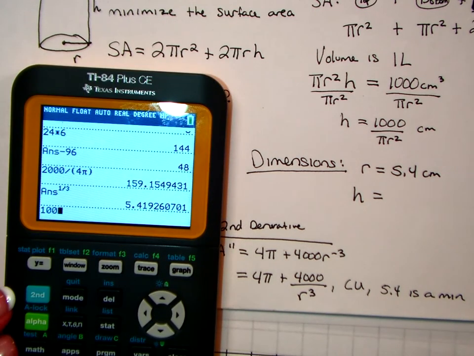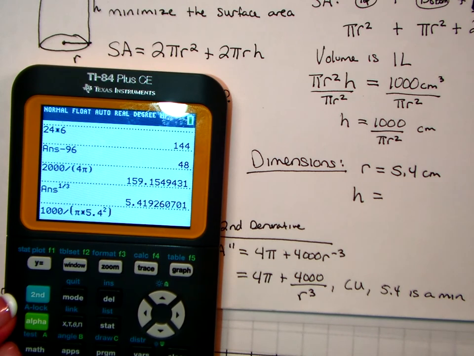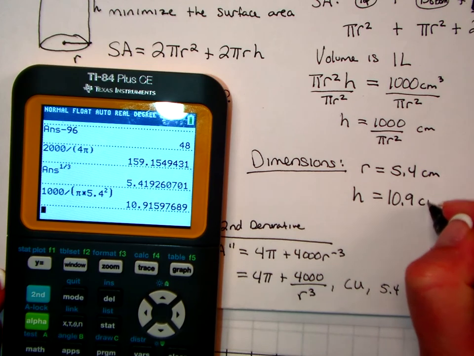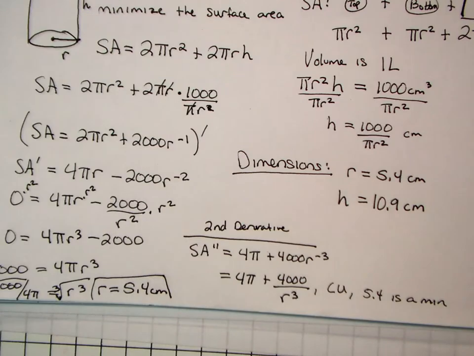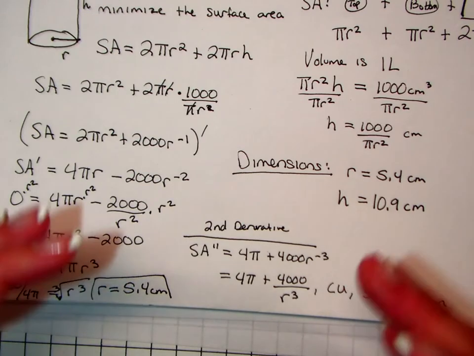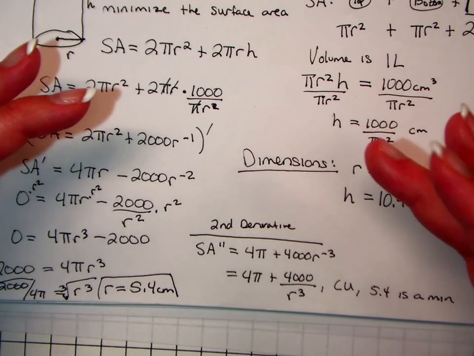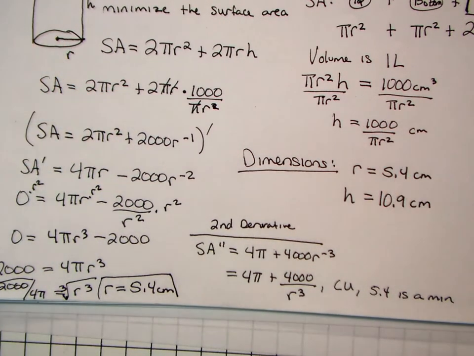So 1,000 divided by parentheses pi times 5.4 squared is going to give us a height of 10.9 centimeters. So if the radius is 5.4, the diameter is 10.9, so it's kind of cubic, right? It's going to be just as wide as it is tall. That is going to minimize the cost of the metal to make the can, right?